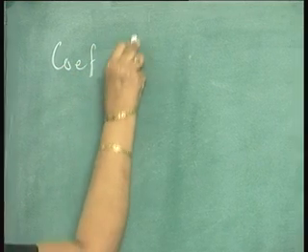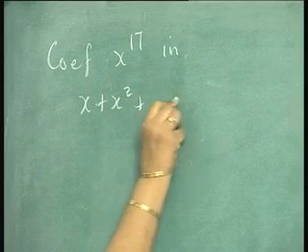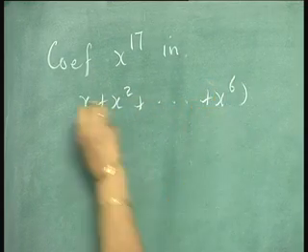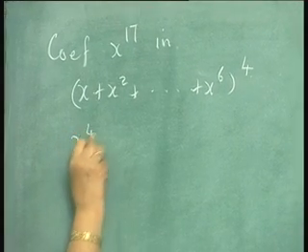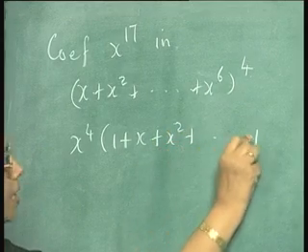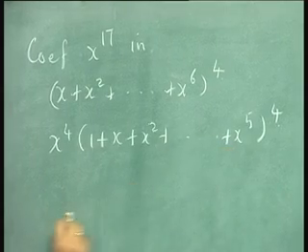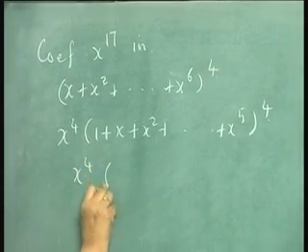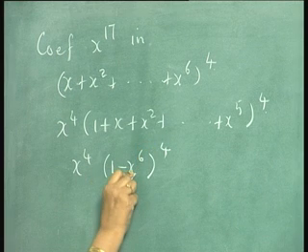So this you can write as x^4 into ((1 - x^6)/(1 - x)) to the power of 4. So in essence you have to find the coefficient of x^13, because x^4 you are accounting for here, in (1 - x^6)^4 into (1 - x)^(-4). Let us see what that coefficient is.